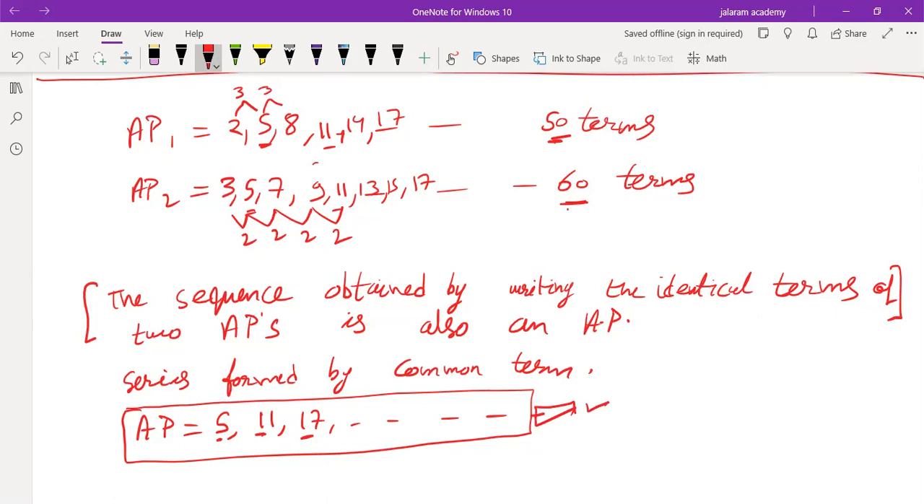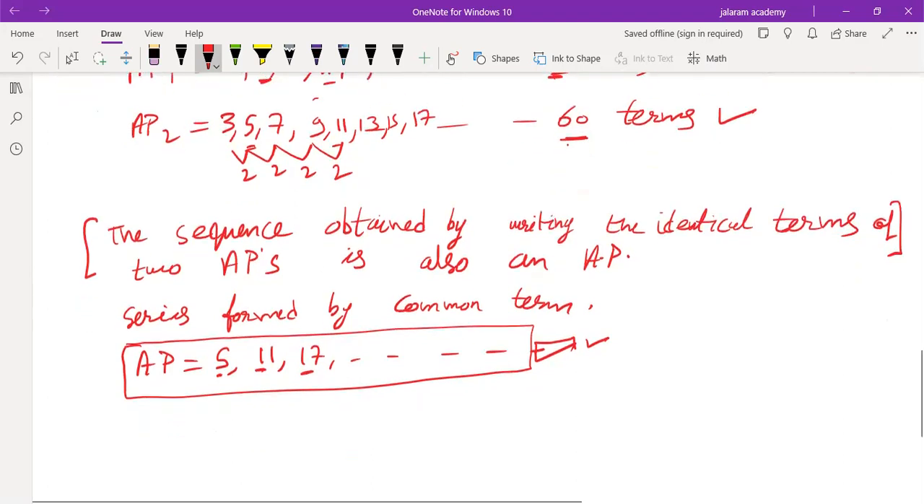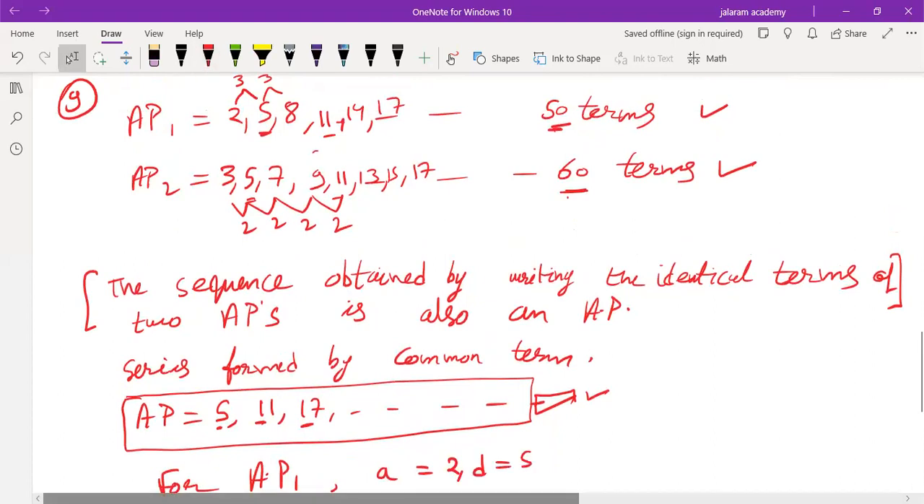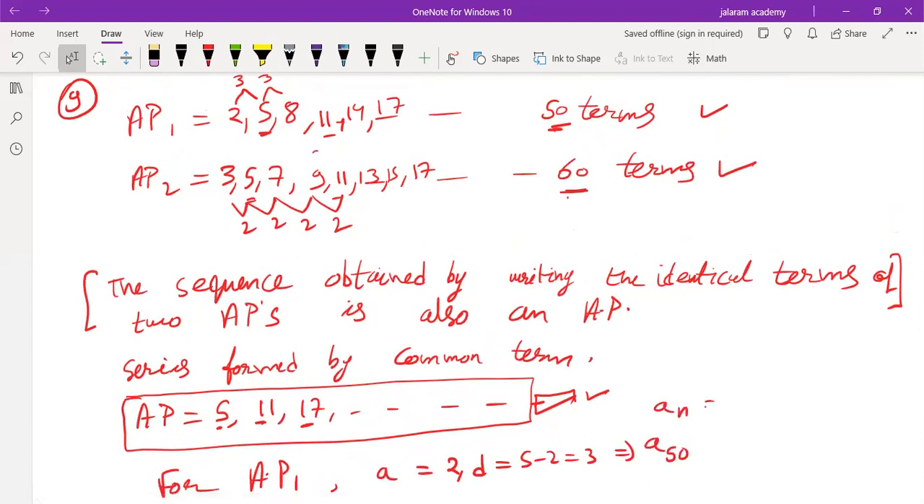And the nth term of the AP formed by the common terms must be less than the 50th term of AP1 as well as the 60th term of AP2. So for this, first we find the last term for AP1, for which we use: first term of AP1 is 2. Common difference is 5 minus 2 equals 3. The 50th term is obtained by the formula an equals a plus n minus 1 into d, as we know the general term, the nth term of an AP, has this formula.